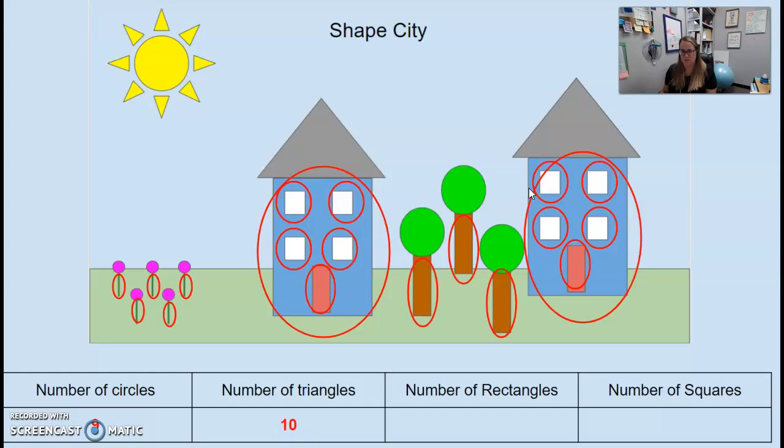Oh, there's a lot of rectangles in this picture. How many rectangles were there again? I want to make sure I write the right number down. That's right, there were 20 rectangles.